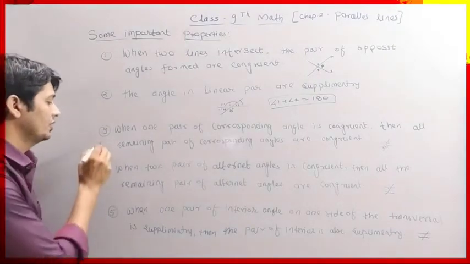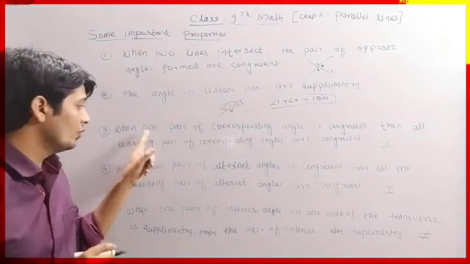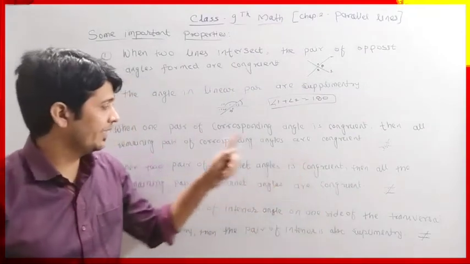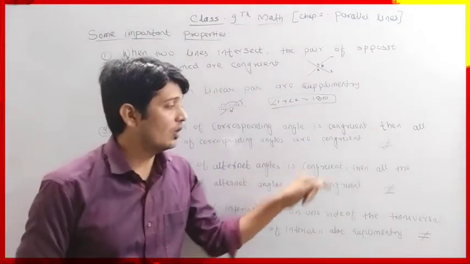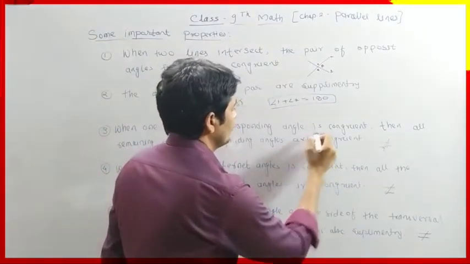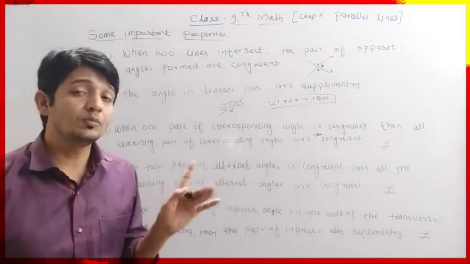Then we have the third property. It is very important. It says when one pair of the corresponding angles is congruent, then all the remaining pairs of corresponding angles are also congruent. So we have to write here also congruent. So now we have to understand what corresponding angles are.